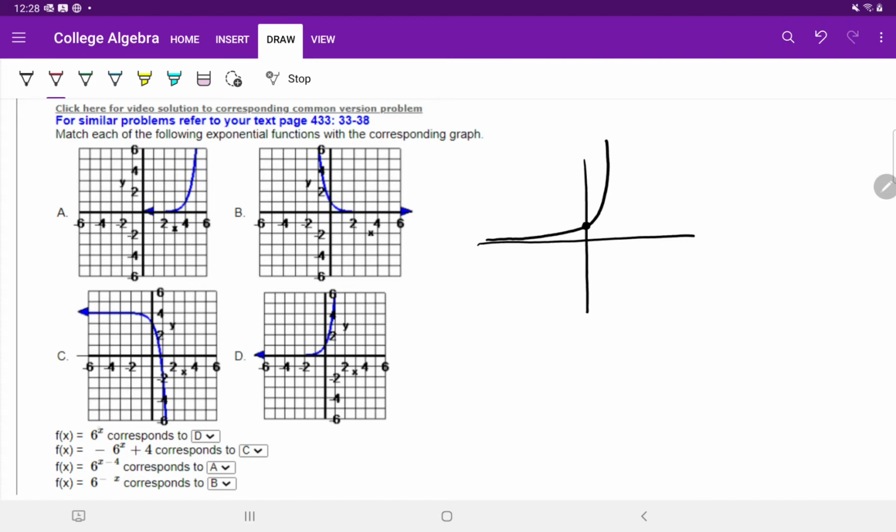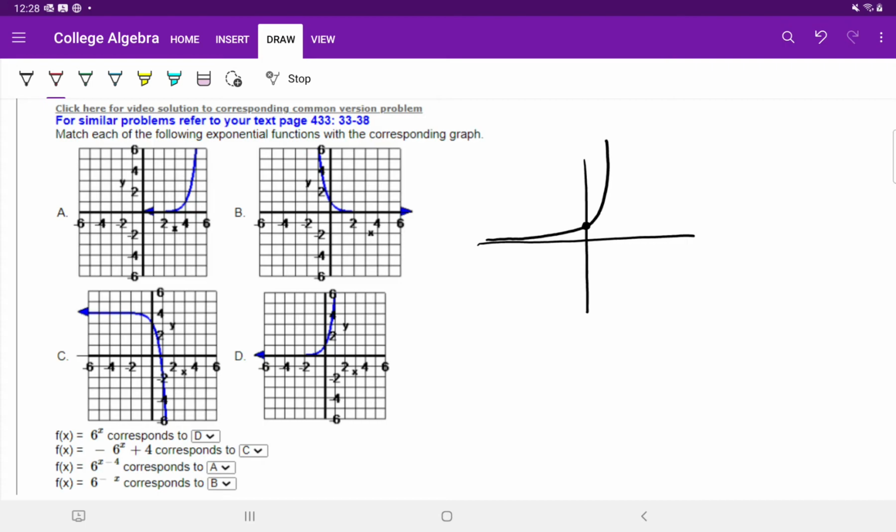So first we're asked to find 6 to the x. Then we're going to be flipping things around. So we'll do a -6 to the x plus 4, things like that. And we'll have to figure out, using transformations, how that's going to shift our graph around on the coordinate plane.